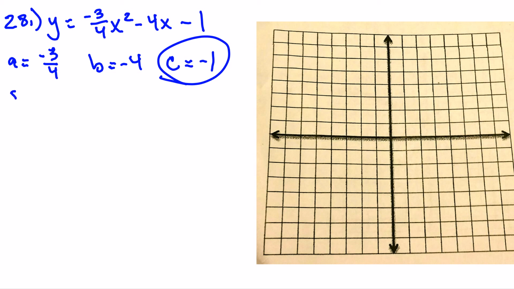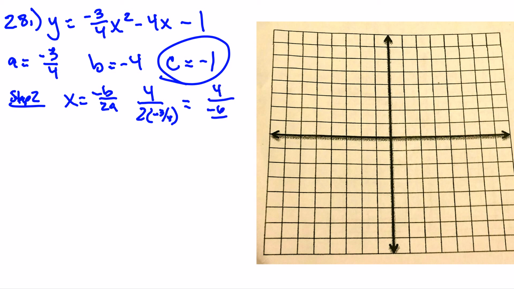Step 2, I'm going to use the vertex formula, x equals the opposite of b over 2a. So the opposite of negative 4 is positive 4, all over 2 times negative 3/4. This is going to become 4 over negative 6/4, which turns into negative 2 2/3. So I'm going to make my XY chart.